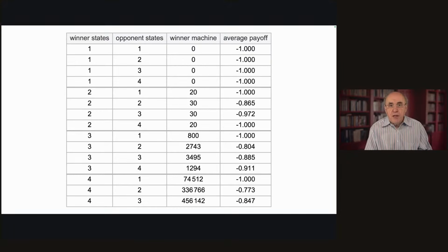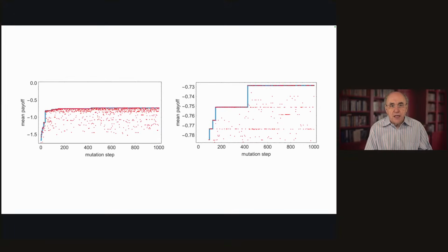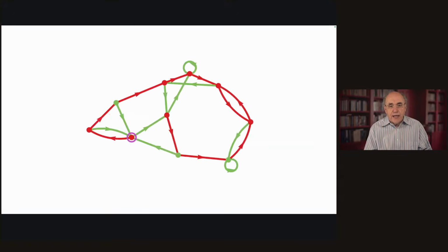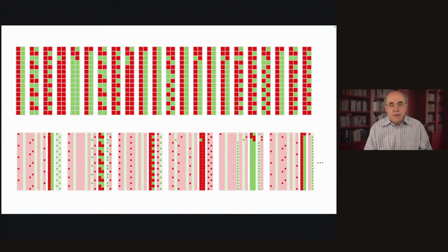Here's an example of adaptive evolution for 10 states competing against all two-state machines. There's the loss curve, the fitness curve, building up. And we see a lot of small jumps further down in this behavior. So after 1,000 steps of adaptive evolution, we get this 10-state machine with an average mean payoff of minus 0.73. So the behavior of this machine competing with all two-state machines is the following. And that's the result of adaptive evolution in this case.